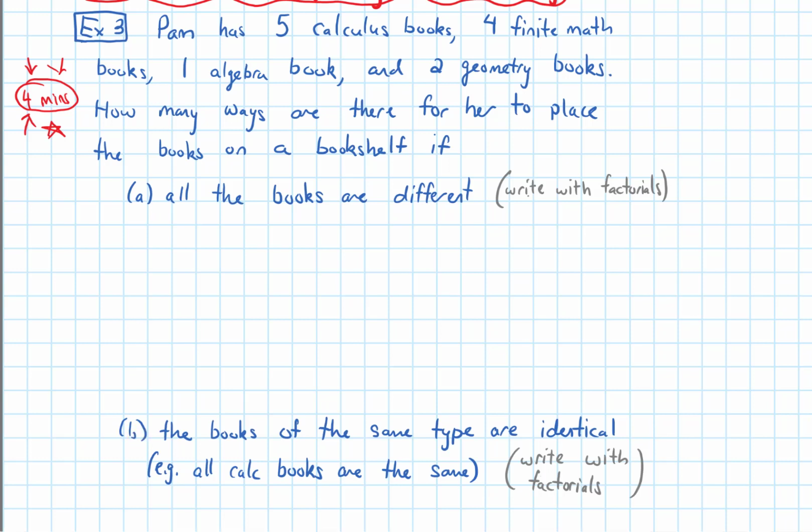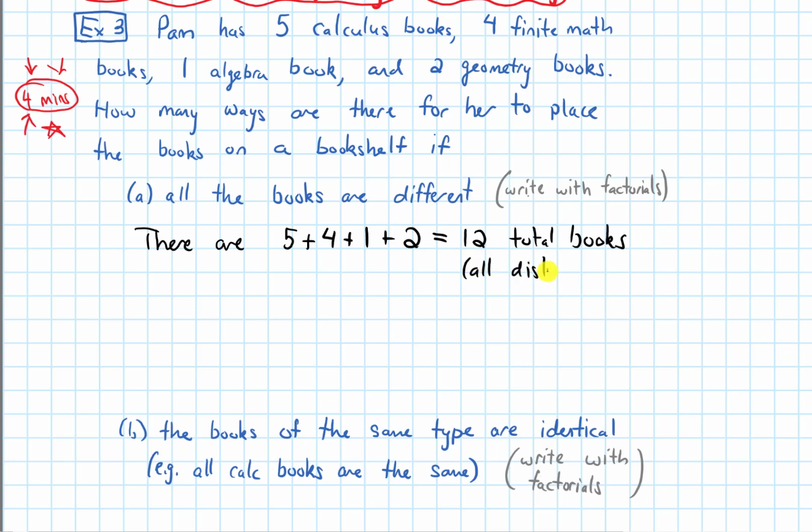Alrighty, so hopefully you've done that. Hopefully you tried both of these for about 4 minutes or so combined. So let's talk about it together. For part A, let's first think about how many total books there are. There are 5 calc books, plus 4 finite math books, plus 1 algebra book, plus 2 geometry books. And adding these, we get 12. There are 12 total books. And in part A, these are all distinct.